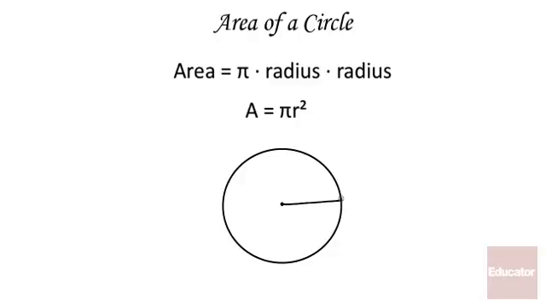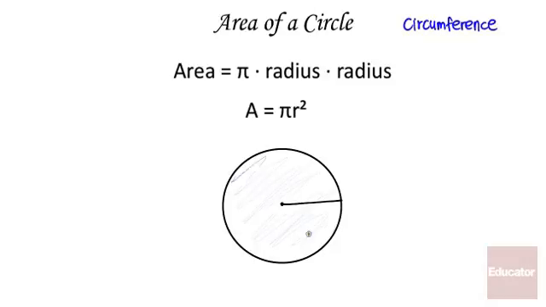Now remember, if you're measuring the distance around the circle, that is called circumference. So we have circumference, which is the distance around the circle, and then area, which is all of this, how much space it's using up.